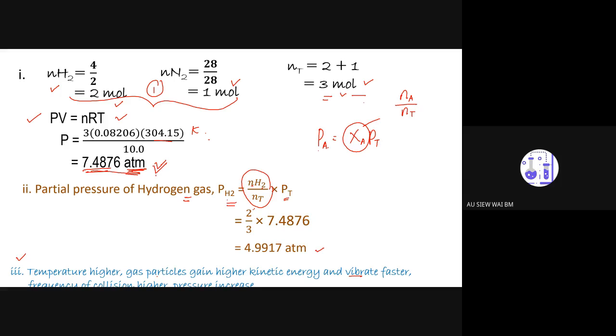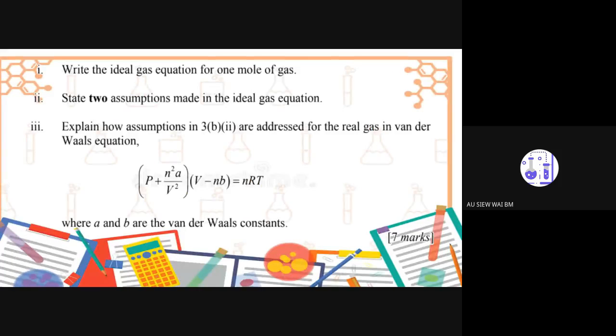Okay, so we proceed to the next. Write the ideal gas equation for one mole of gas and state 2 assumptions made in the ideal gas equation. Explain how the assumptions are addressed for the real gas in the Van der Waals equation. I picked this from a past year paper. This is known as the Van der Waals equation.